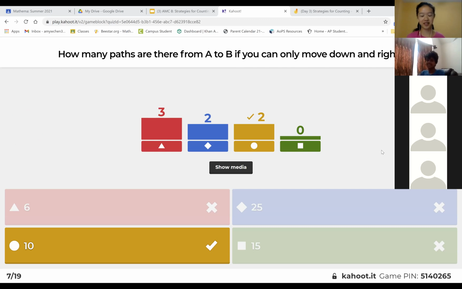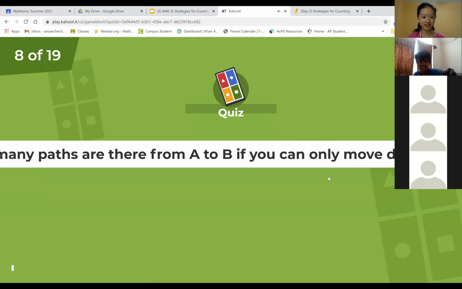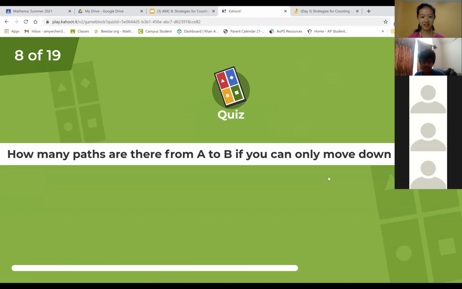All right, I could just do it quickly. There's 2 down, 3 right. So if you think of them as letters, the 5-letter word with 2 repeated and 3 repeating. So you do 5 factorial divided by 2 factorial divided by 3 factorial. Okay, so another one.